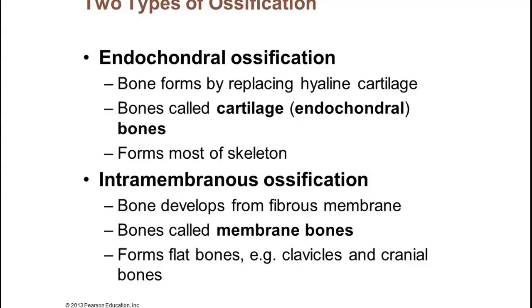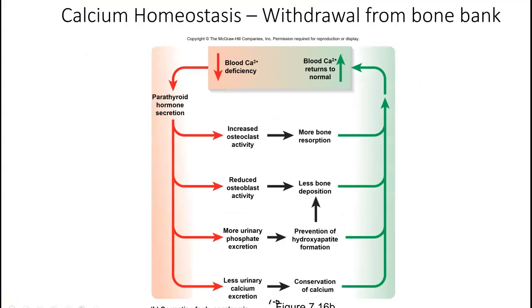Intramembranous ossification, this is how flat bones are formed. This is also what helps with the appositional growth throughout life. So be able to recognize the different characteristics between endochondral ossification and intramembranous ossification. We talked a lot about how to regulate calcium. In the endocrine system, we talked about parathyroid hormone and we talked about calcitonin.